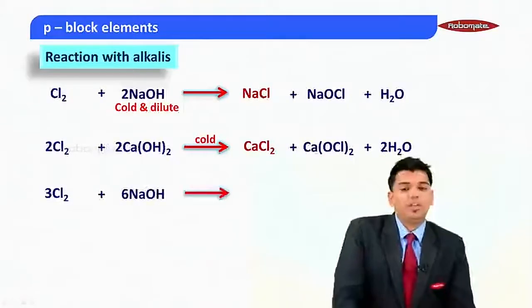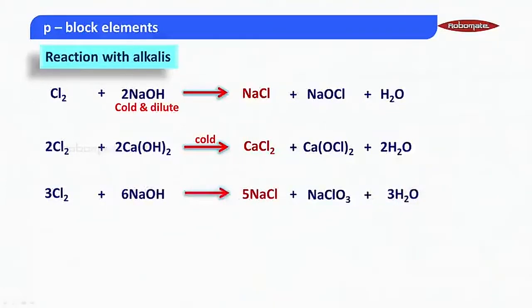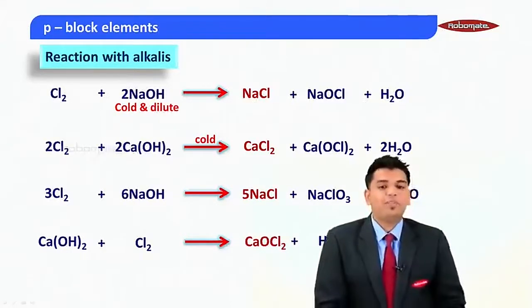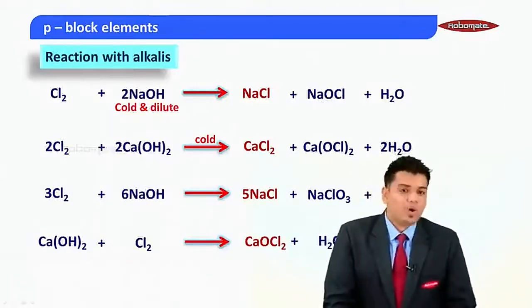Next, the Cl2 when treated with NaOH gives NaCl and NaClO3 plus 3H2O. This is under hot conditions. Now Ca(OH)2 when treated with Cl2 under again hot conditions gives us CaOCl2, that is bleaching powder, and H2O. The CaOCl2 is called calcium oxychloride.